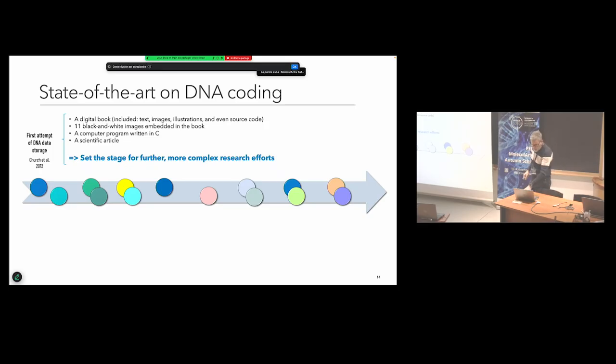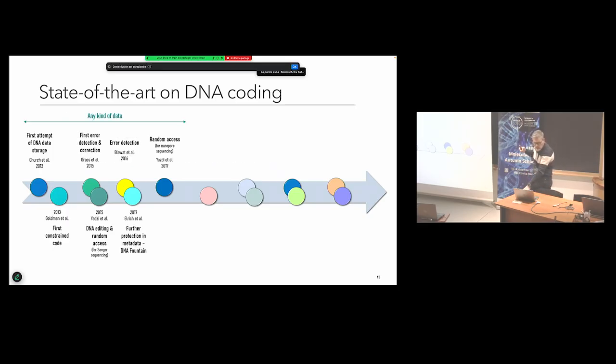And then there are several works that appeared, and especially the first constrained code by Goldman, who took into consideration the results of Church to design the constrained code. And there are also the works of Grass, Blawat, and also Erlich, so fountain codes and so on. So there are several algorithms that allow improving the encoding performance to reach the capacity of the channel, which is 2 bits per nucleotide, and also to take into consideration constraints and noise.